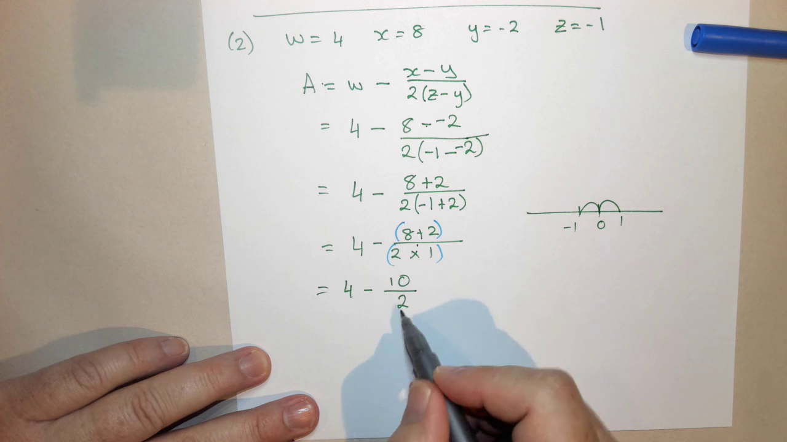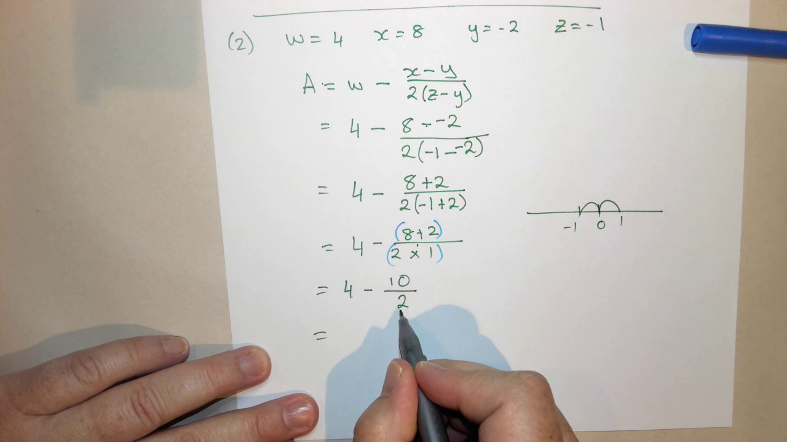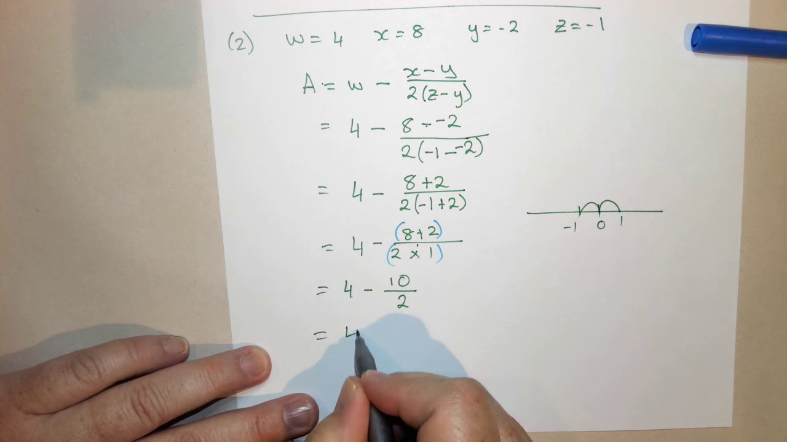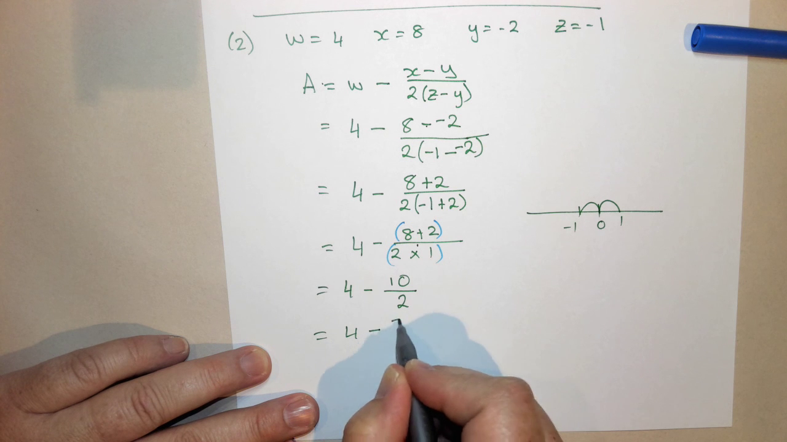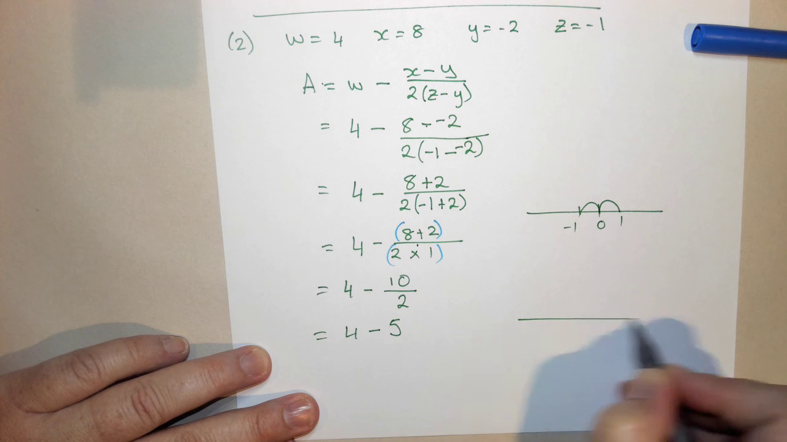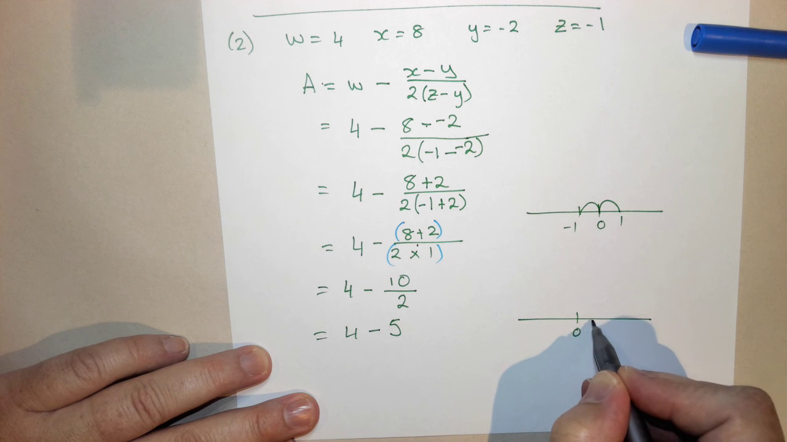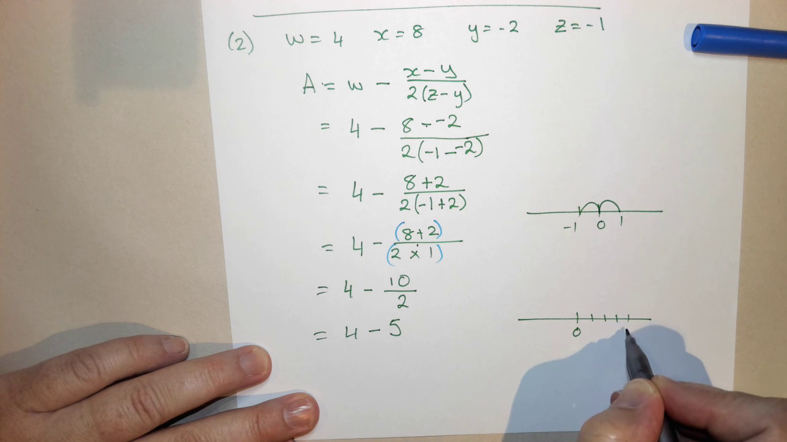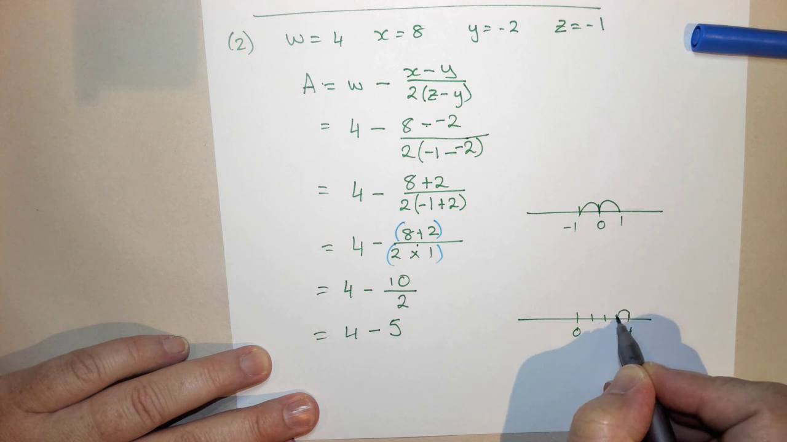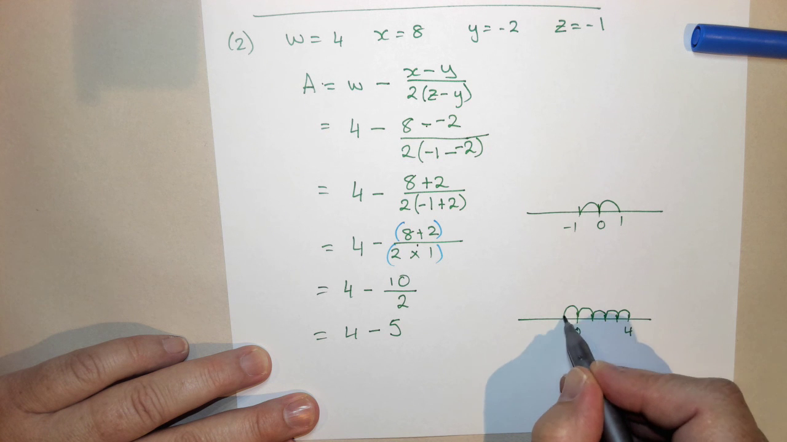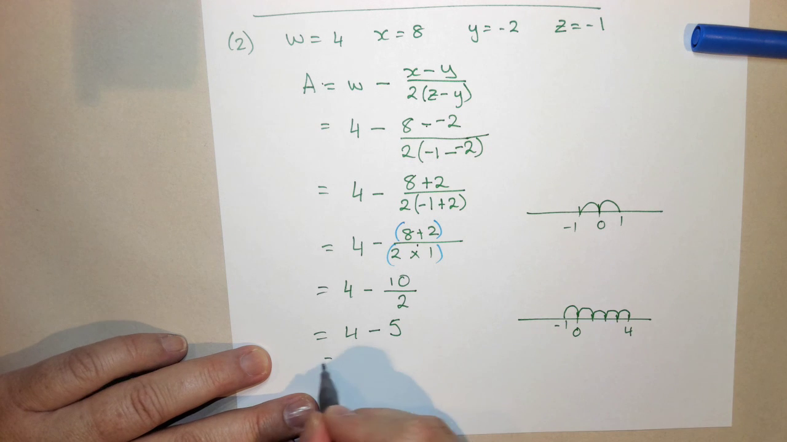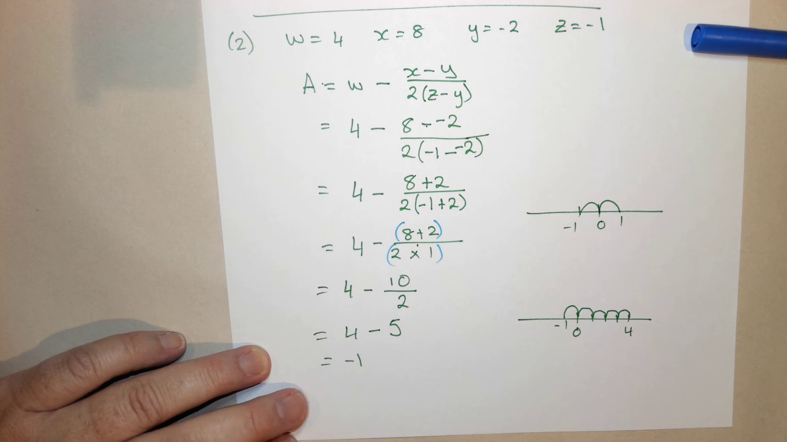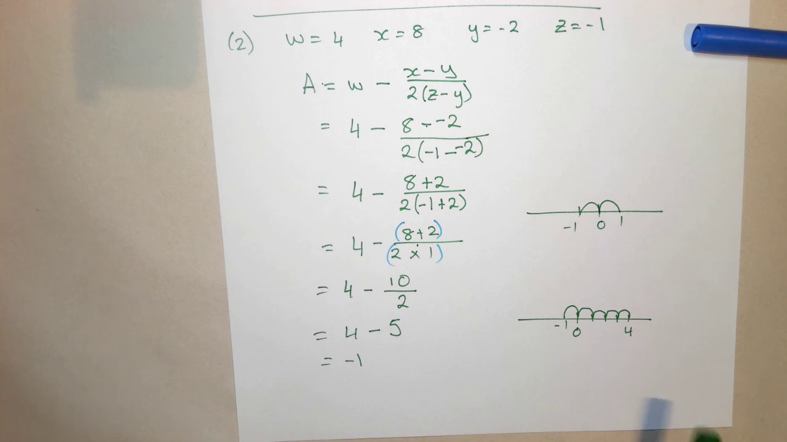So let's do that. Now 8 plus 2 is going to simplify to 10 over 2 times 1, which is 2. Okay, now I've got rid of those invisible brackets, and now I can simplify this. What is 10 divided by 2? Well, 2 times 5 is equal to 10, so that's going to become 4, take away 5. So again, think about your number line, there's 0. If I've got 4, 1, 2, 3, 4, taking away 5, 1, 2, 3, 4, 5, that's going to take me down to negative 1. So there is our substitution.